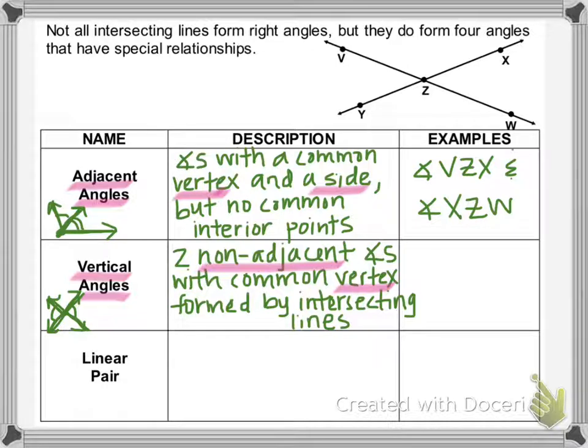So in the picture above, to represent an example, we might say this angle VZX is vertical to this angle YZW. Okay, notice they have different pairs of sides, but they meet up at Z. Okay, so let's write that down. Angle VZX and angle YZW.